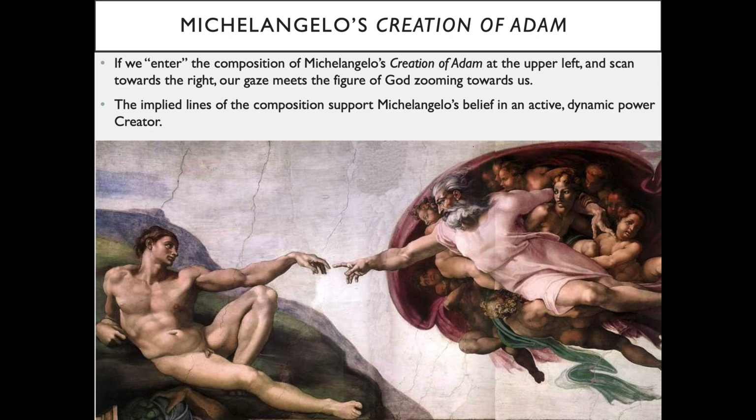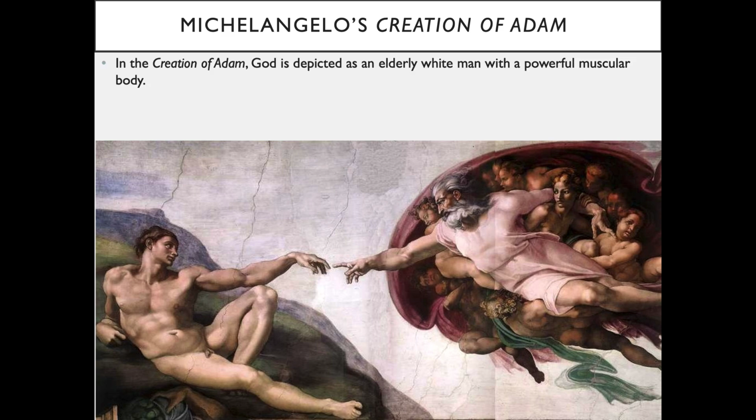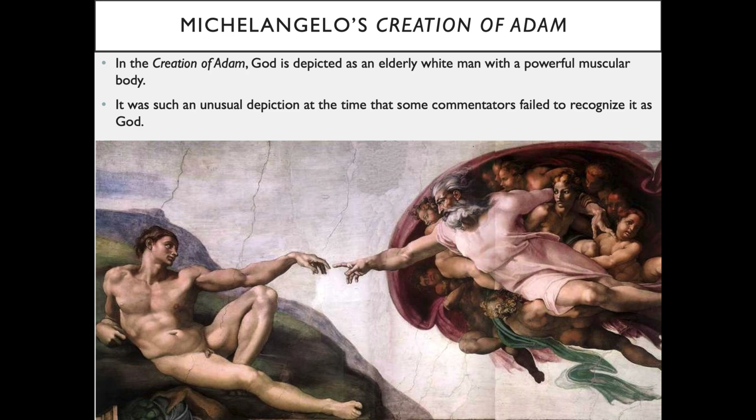The implied lines of the creation support Michelangelo's belief in an active, dynamic, powerful creator. In the creation of Adam, God is depicted as an elderly white man with a powerful, muscular body. It was such an unusual depiction at the time that some commentators failed to recognize it as God.